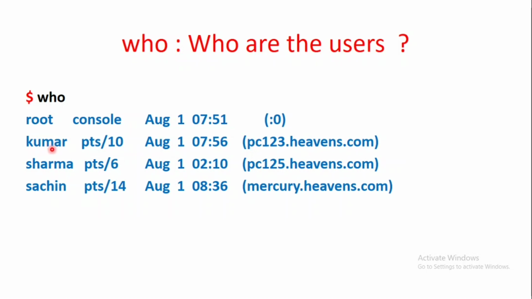The first column says the name of the user, followed by the terminal name he is using, followed by the month and time when he has logged in to the system, and finally the name of the machine the user is using. This comes in very handy only when we are using a multi-user operating system. If we make use of a single user system, then the who command will not be very useful, right?